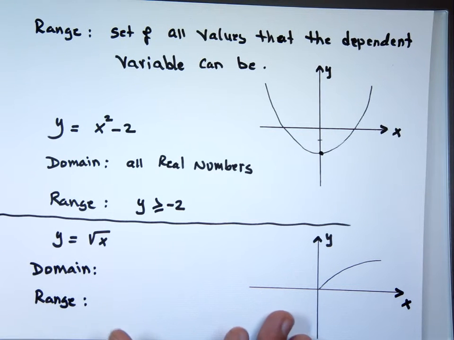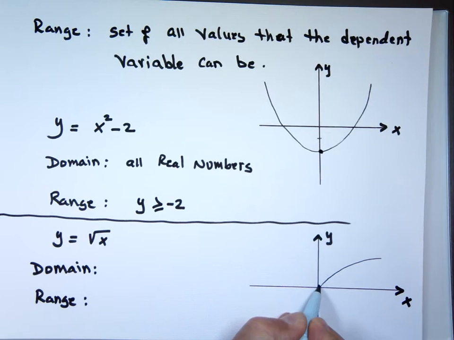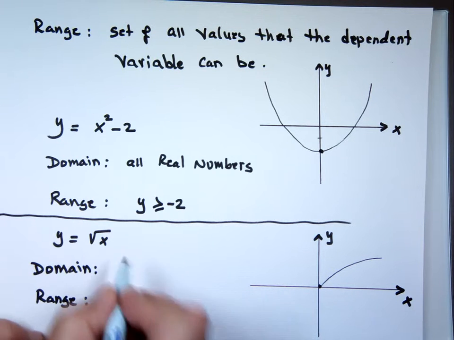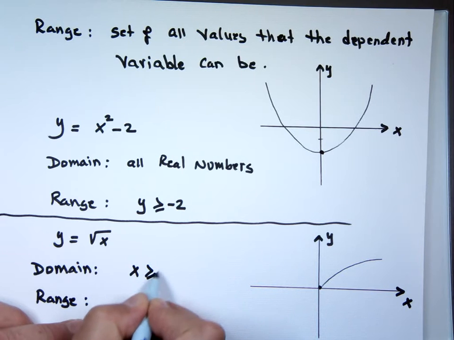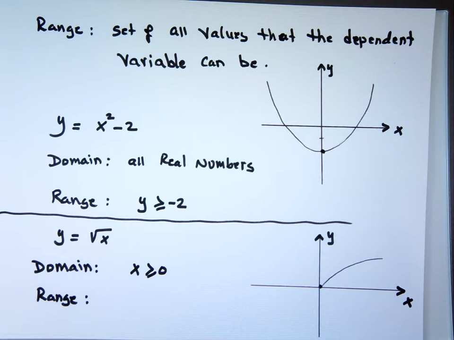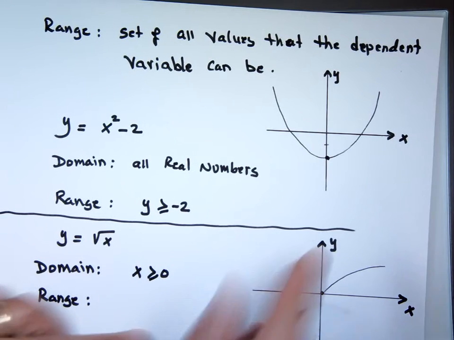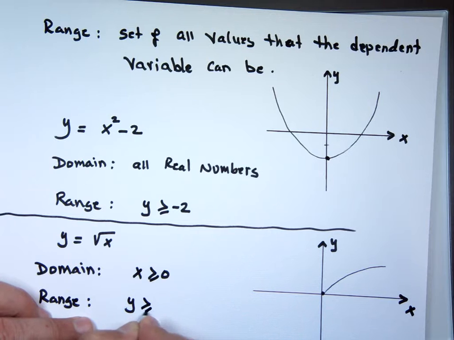Let's look at the x value. The x value starts from where and goes to where? It starts from 0, and it goes all the way to the right. All the numbers on the right. What about the range? It starts from 0 and goes all the way up to infinity. So the domain: x is greater than or equal to 0, the range: y is greater than or equal to 0.